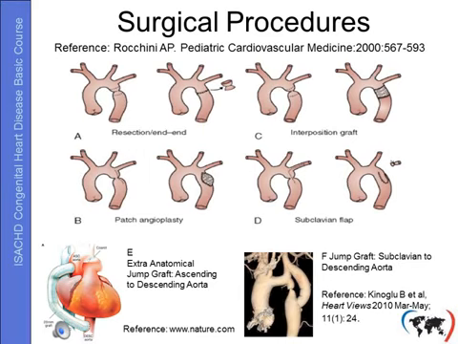Figure C shows an interposition graft, by removing the area of stenosis and replacing this with a graft between the proximal and distal aorta. Other grafts used were a jump graft, which bypasses the area of narrowing in the coarctation site. Where the area of coarctation is very complex, extra anatomical bypass grafts have been used, taking grafts from the ascending to the descending aorta. These are particularly useful in longer segments of aortic coarctation or in more fragile aortic tissue.